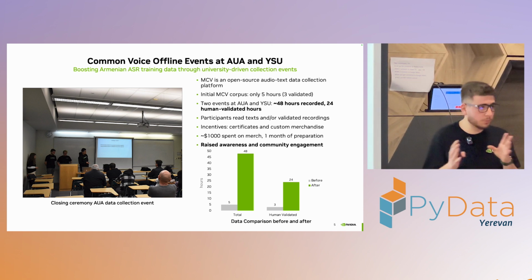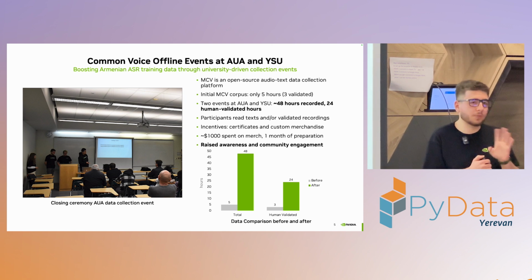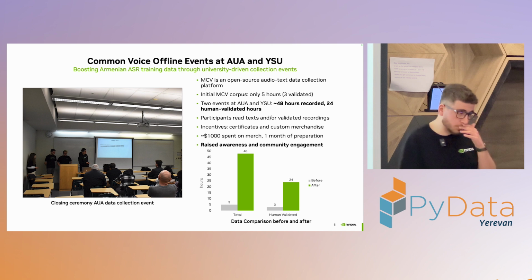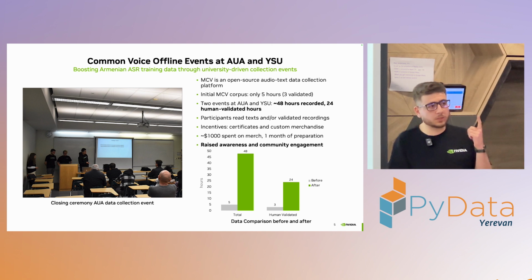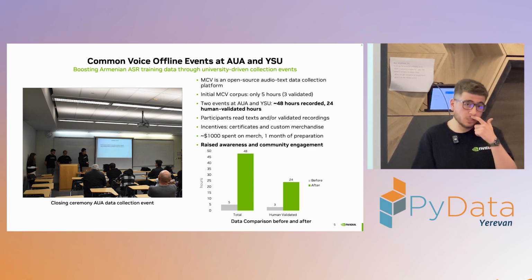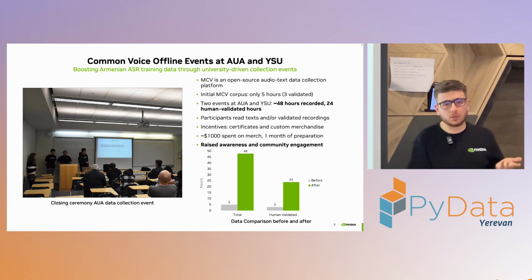Just a few numbers in terms of money: we spent something like $1,000 to produce all the merchandise and certificates, so it was just part of the prices. Another important thing MCV did was raise awareness and community engagement. We tried to speak about the problem that the Armenian language doesn't have enough datasets available online.